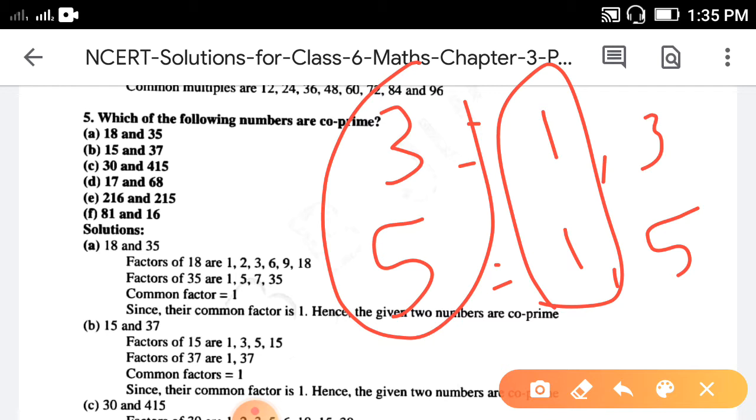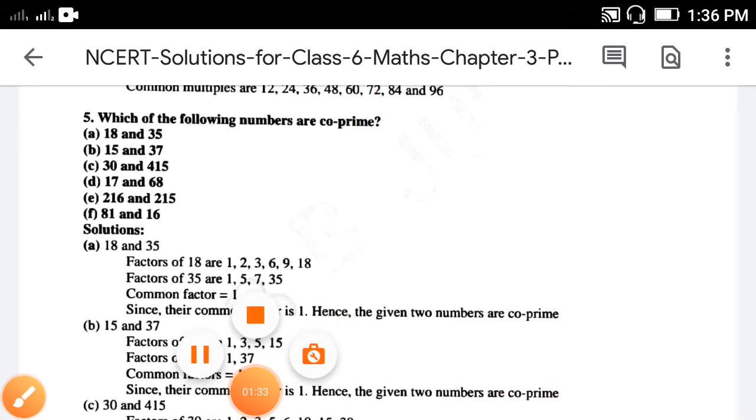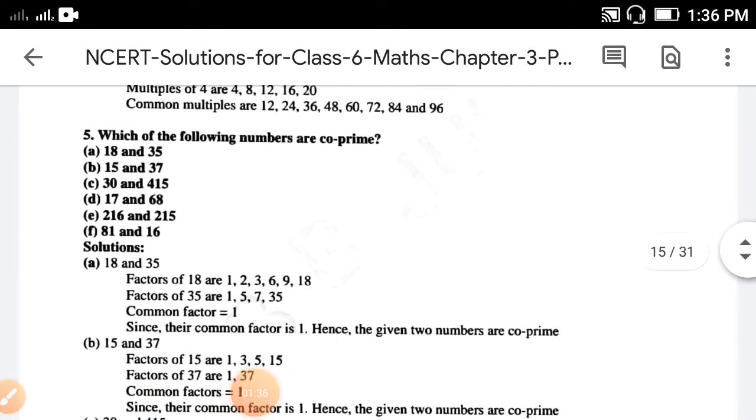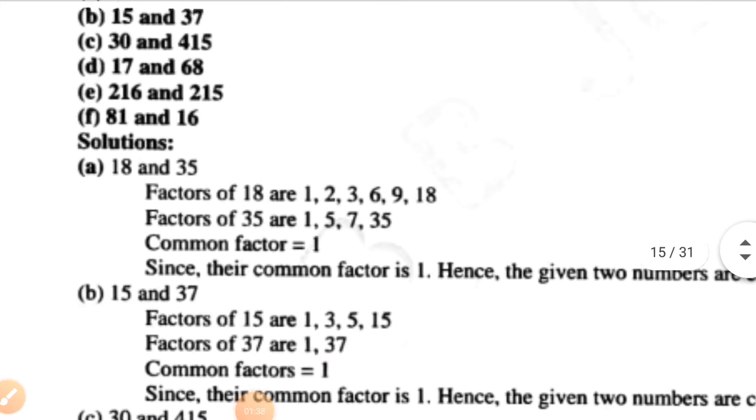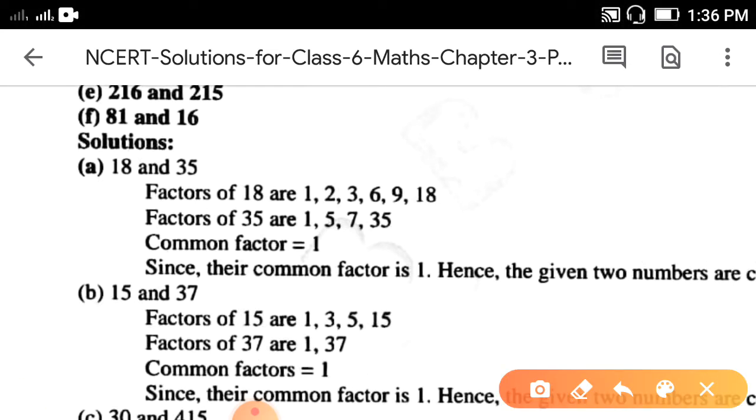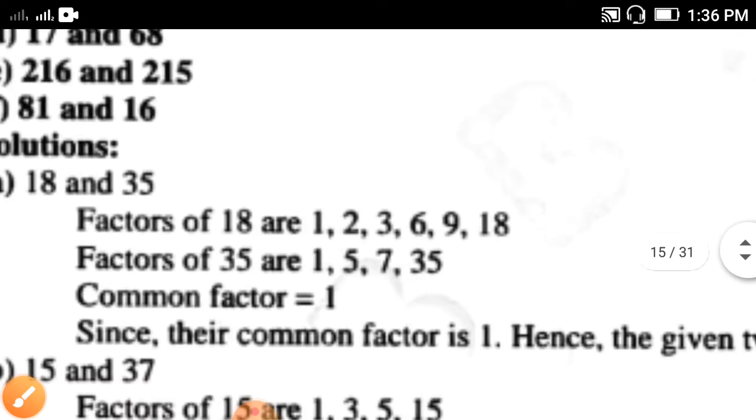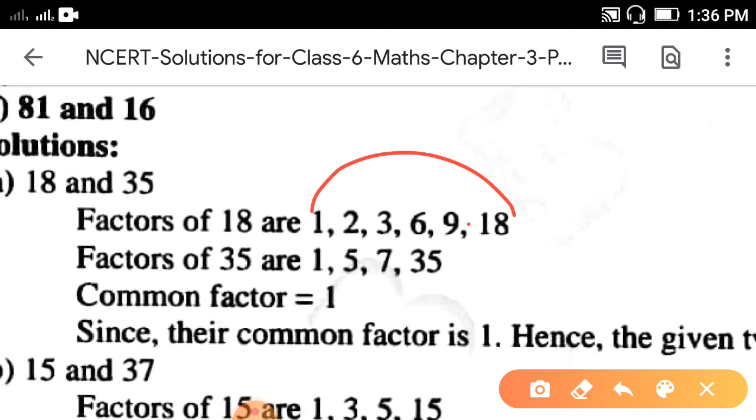So this is the question. Out of these given examples, we have to find out which numbers are co-prime numbers. So let's see. First one, 18 and 35. First of all, write down all the possible factors of 18 and 35. It is 1, 2, 3, 6, 9, 18. 18 ones are 18, 9 twos are 18, 6 threes are 18. Then 35. 35 ones are 35 and 5 sevens are 35.